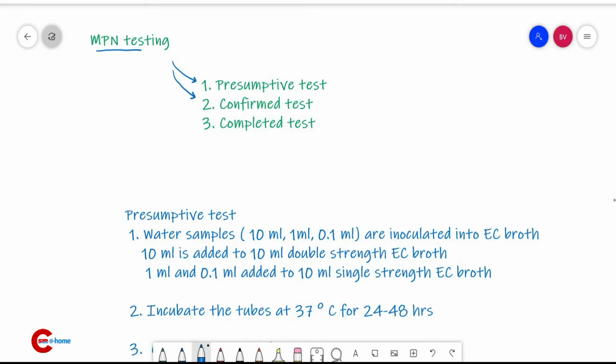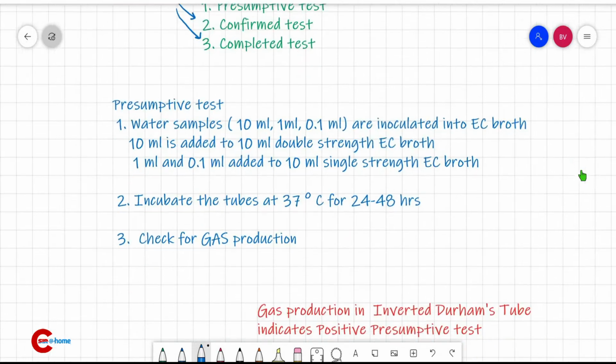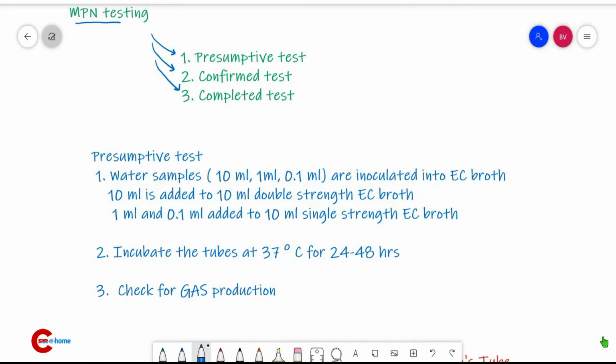Now we will study the MPN test. It contains three steps: presumptive test, confirmatory test, and completed test. First, we will check what the presumptive test is. Water samples of 10 ml, 1 ml, and 0.1 ml are inoculated into EC broth. The 10 ml water sample is added to 10 ml double strength EC broth. First, we need to prepare the EC broth.